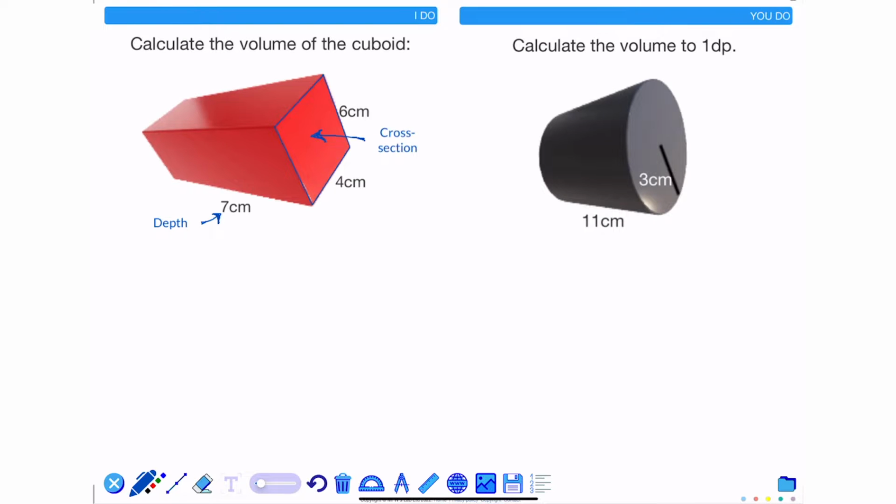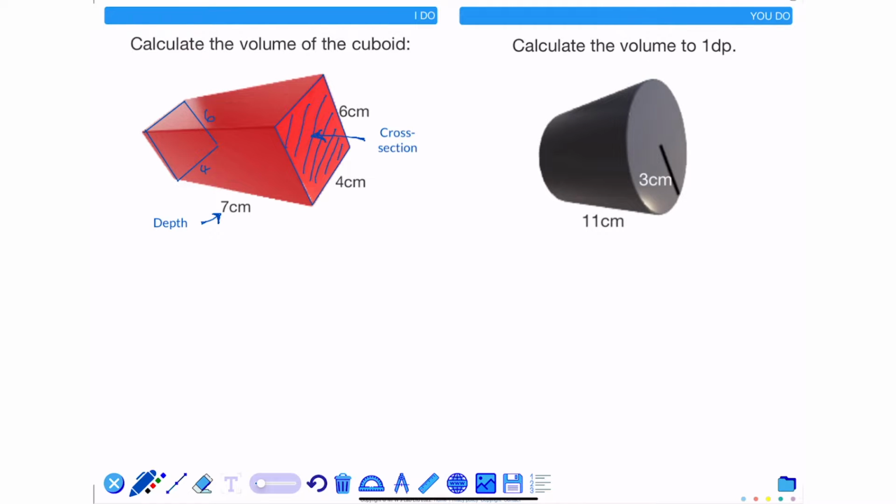In this video, we're going to learn how to calculate the volume of a shape where the cross-section is the same throughout it. With the cuboid on the left-hand side, you can see that the cross-section is a 6x4 rectangle. The same rectangle will appear on the other side. The dimensions of the rectangle at the other end will be 6x4.